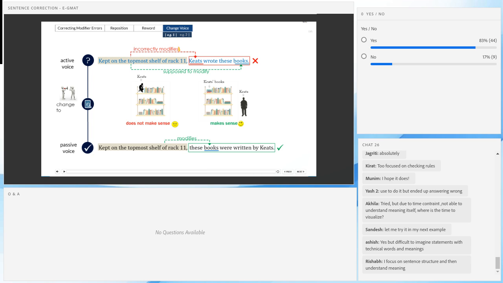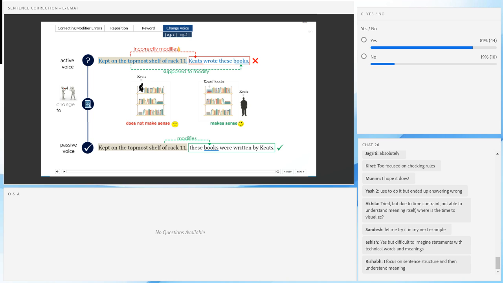Likewise, when you see this kept on the topmost shelf of rack 11, Keats wrote these books, right? You see Keats placed on the bookshelf, right? Now, yes, it looks funny, but that wasn't the intent of it. The intent was to make you visualize. When you're reading, those words need to come to life. And how do they come to life? When you visualize them, right? So you actually see the visualization right on the screen.